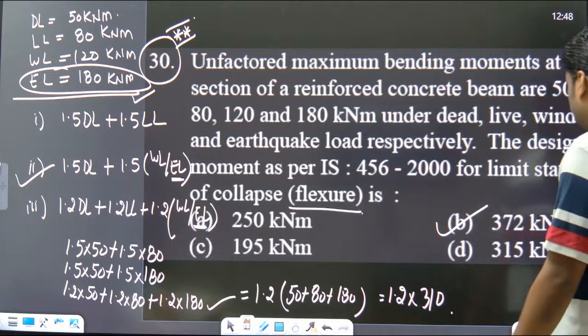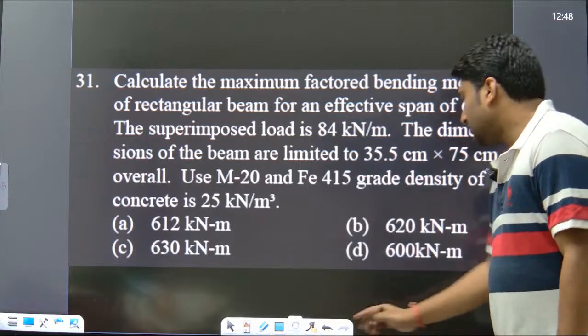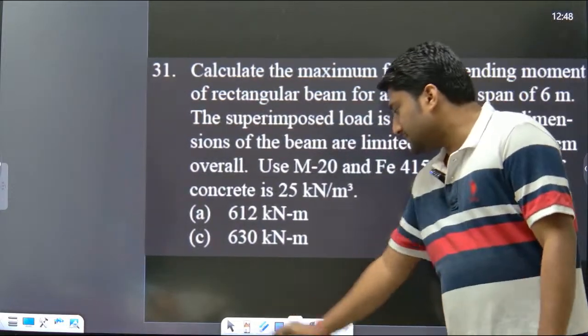Now moving towards the next question. Solve this question.